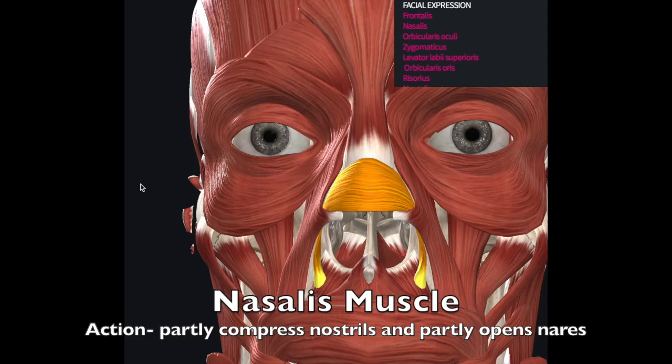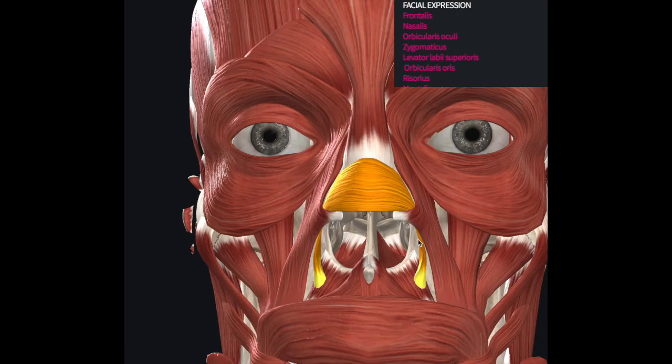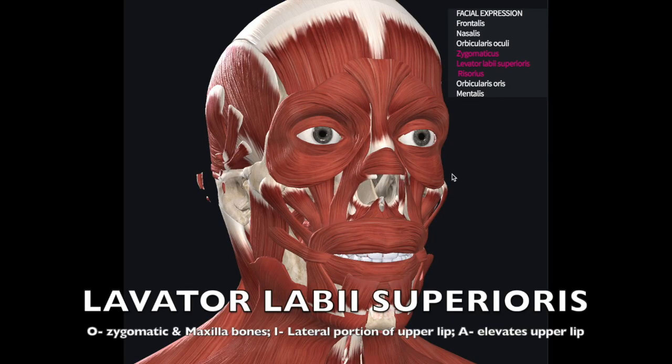So the nasalis has a couple actions here. On the superior portion, it'll actually cause the bridge of the nose to sort of compress or depress downward, and then the lateral portions will cause the corners of the nostrils to sort of elevate. The next 3 muscles of facial expression we'll be exploring are those involved in smiling or laughing.